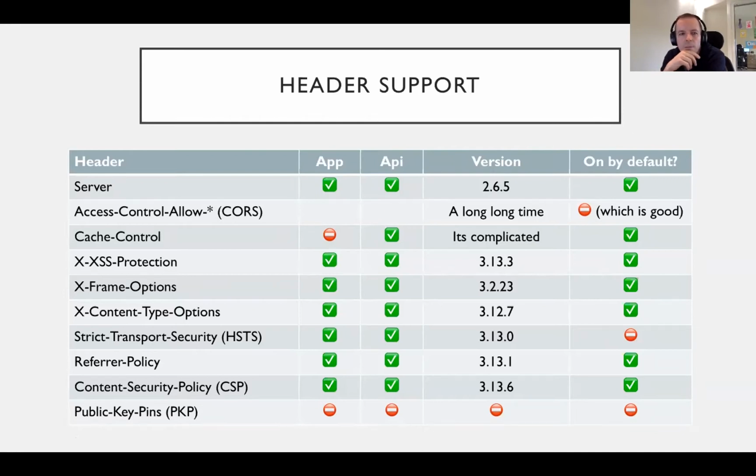Some of them we've had for a very long time, like Server and CORS. The CORS one goes so far back that it was before the portal, when the portal was in a different repo, so I lost track of the Git history. Cache-Control we've had for a while, but it's changed recently, so it's a bit complicated. Most of them are in the 3.13 range, and most are on by default, or in a good state by default.